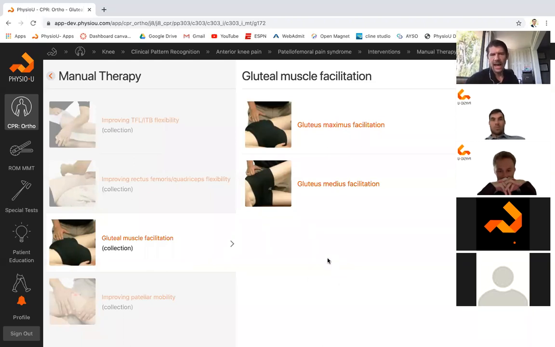So how about if we say, okay, this person has weakness. If I'm going to give them a hip strengthening exercise, right? How do I know that I'm going to make that muscle stronger? There's often a common problem when we think about glute med and glute max with some of what would be considered normal glute strengthening exercises.